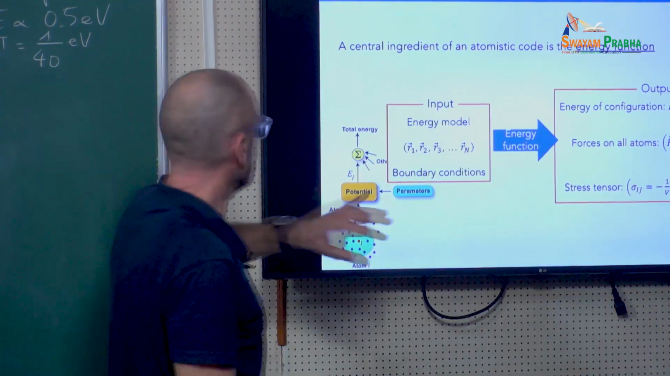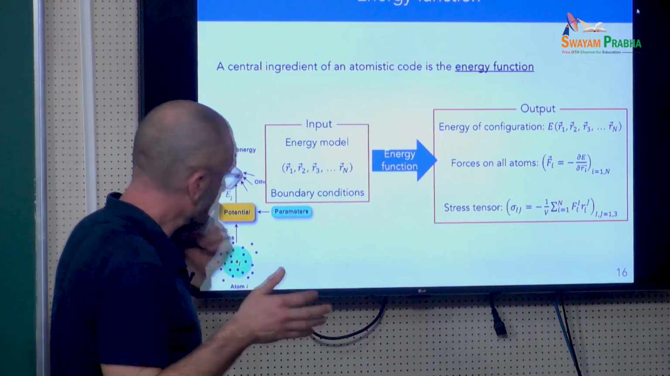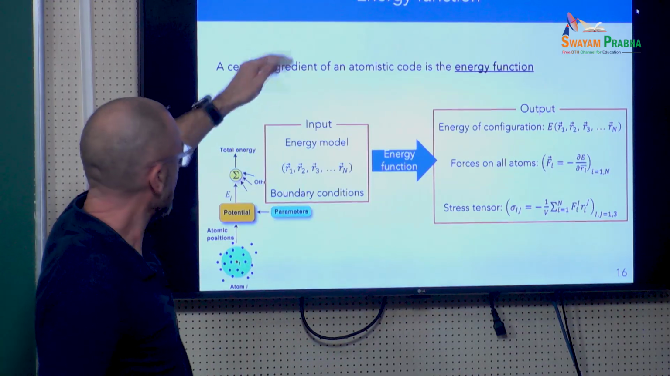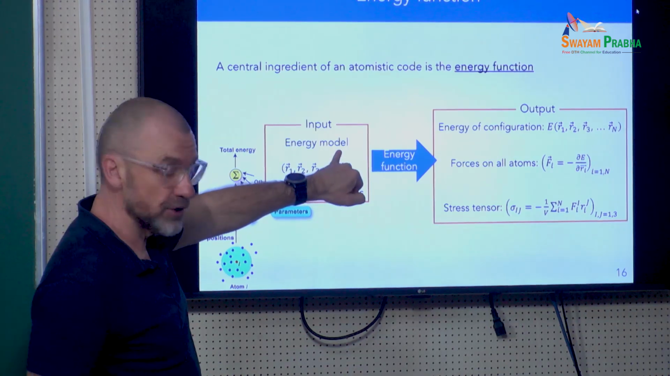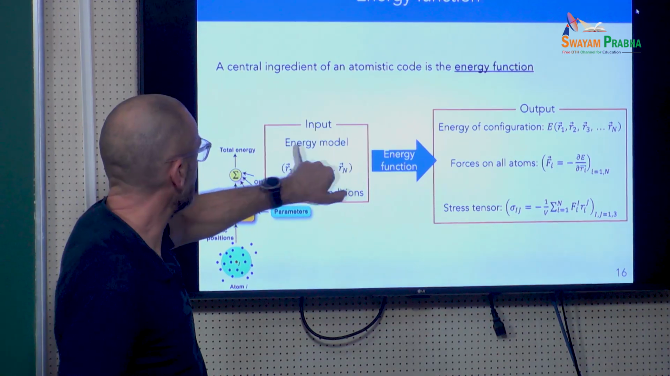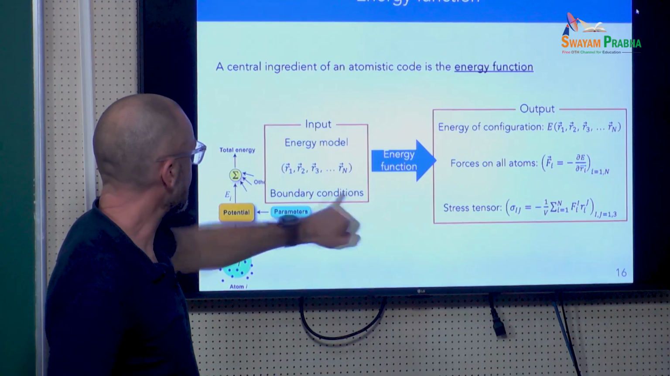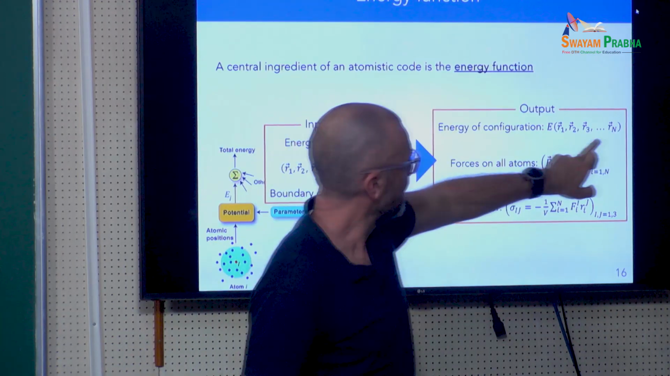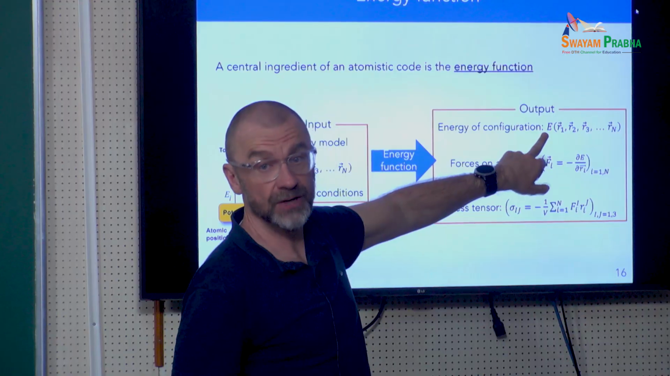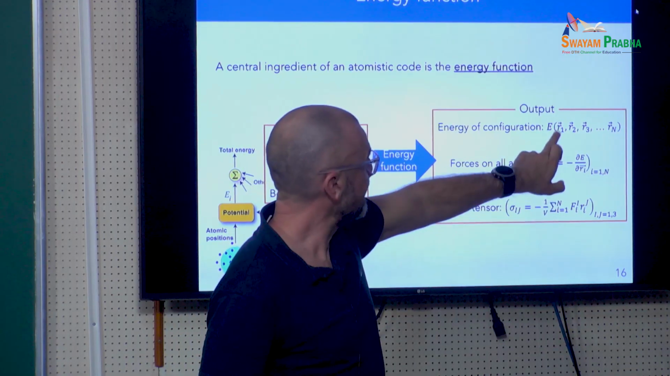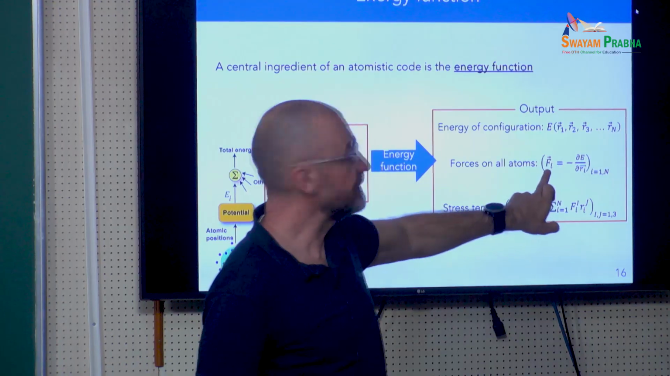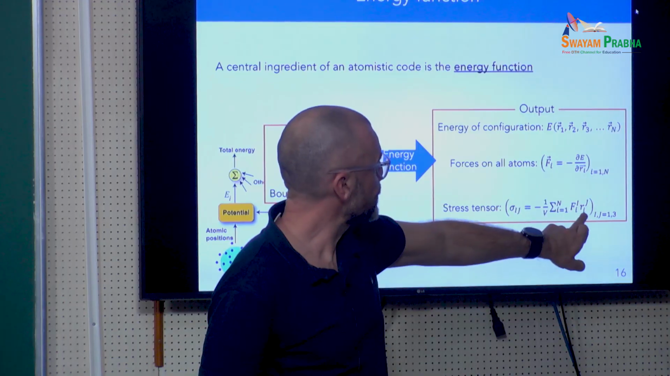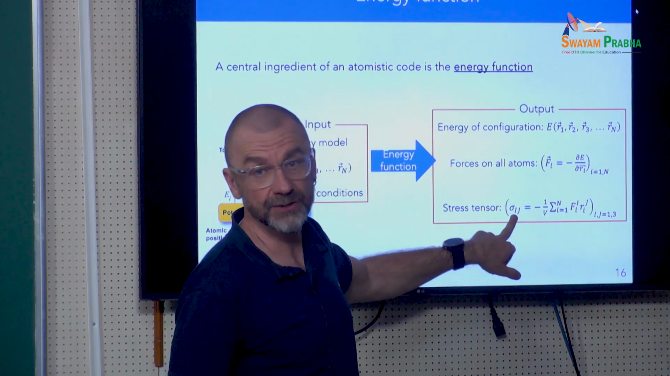In an MD code, the main function is what I call here the energy function. This energy function takes the energy model, whether an EAM, MEAM, or machine learning potential. It takes the atomic configuration, it takes the boundary conditions, and then it computes. The basic value that it gives you is the energy of the configuration. But then also, by taking the gradient of that energy, it gives you the forces on the atoms. And by taking the moments, so the forces times the distances, it also gives you the stress tensor.